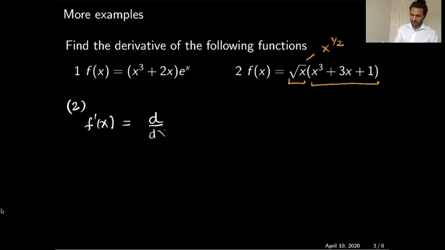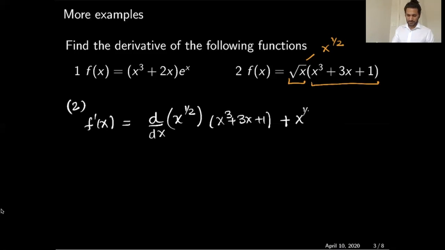So dy/dx of x to the power 1/2, I will write as a power function because it will help me use the power rule. x cubed plus 3x plus 1 as it is. And then we add an addition sign, x to the power 1/2 as it is. And now I will calculate the derivative of the second term, which is x cubed plus 3x plus 1.